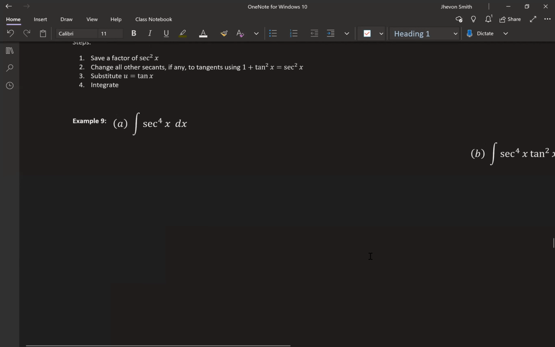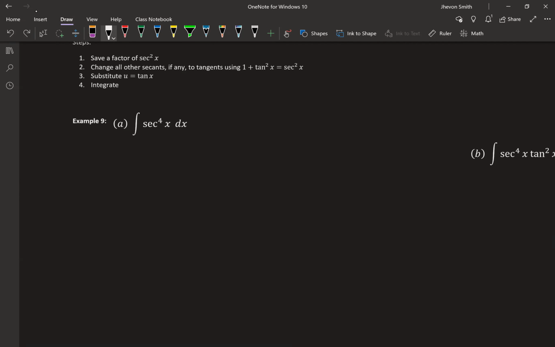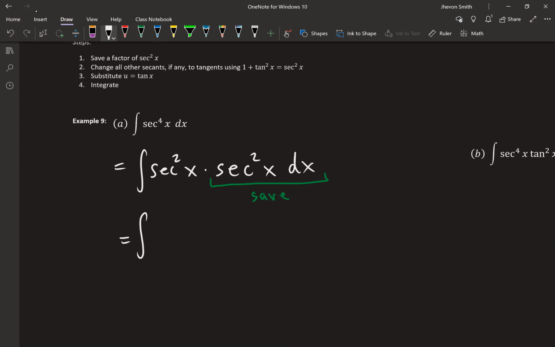So here's how that's going to look. Let's look at the first example. I'll go through this one, and then you guys can help me out with the other one. So here, I see a secant to the fourth. Hey, the power of secant is even. I don't see any tangents around, but I already know that because the power of secant is even, I should save a secant squared. So I'm going to save a factor of secant squared. Save this guy. Now, the next step is to change all other secants into tangents.